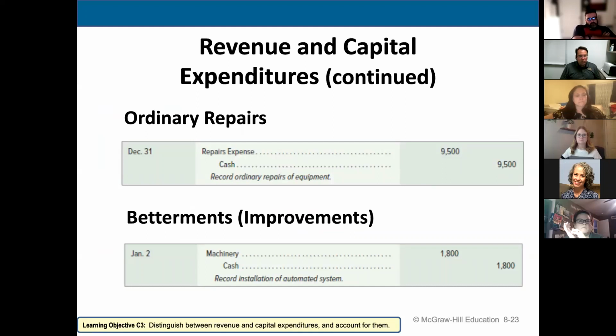So ordinary repairs will look like this. We will debit repairs expense, or sometimes maintenance expense if it's a maintenance, and we'll credit cash. Whereas improvements or capitalized expenditures, we'll actually debit the asset account and credit cash.